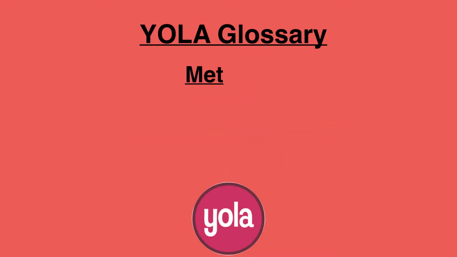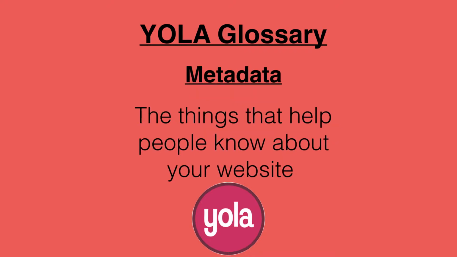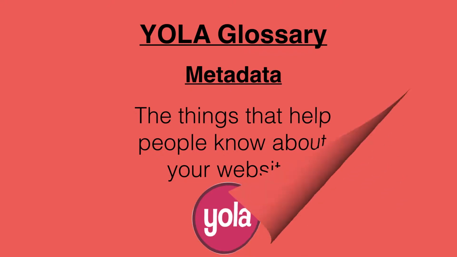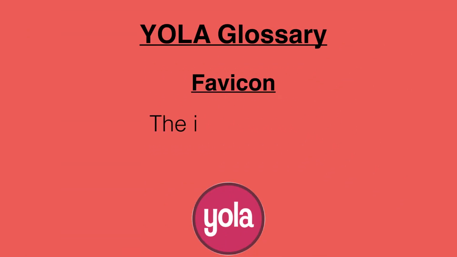Next is metadata, the things that help people know about your website. So all stuff like the title, the description, and that sort of stuff. So the next thing is favicon, the icon for your website. So whenever you look our website up, and on the top in the tabs it might have an icon. So that's what that is.